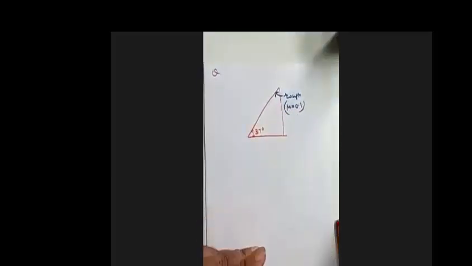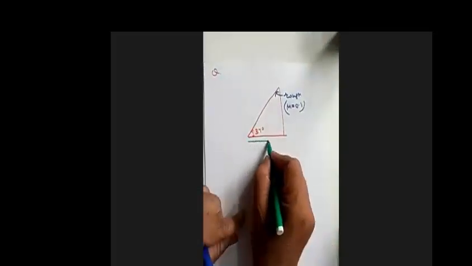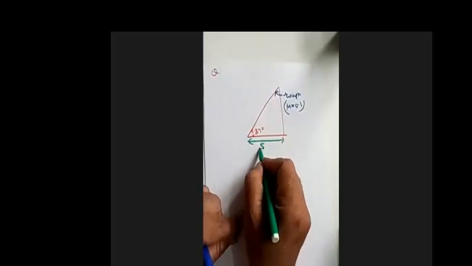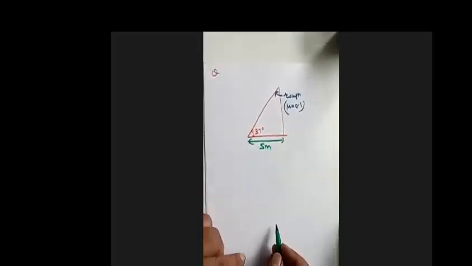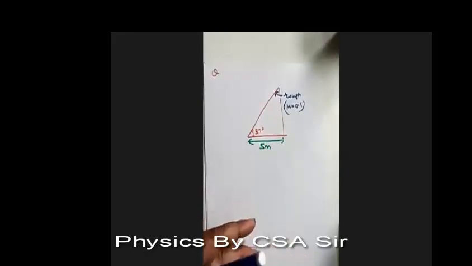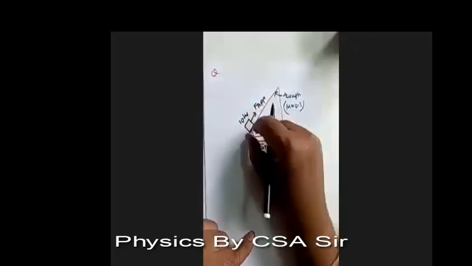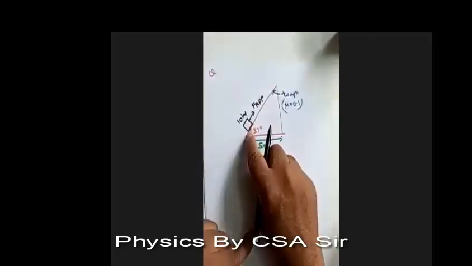Now, the base of this incline is 5 meters. The base of incline is 5 meters. Now, a block of 10 kg. This is a block of 10, and you are applying a force and slowly pulling this up, and you are slowly moving this up from bottom to top.